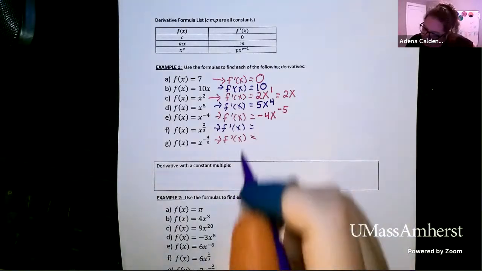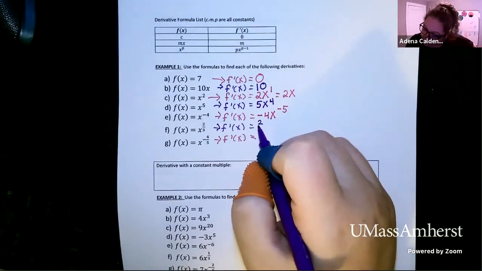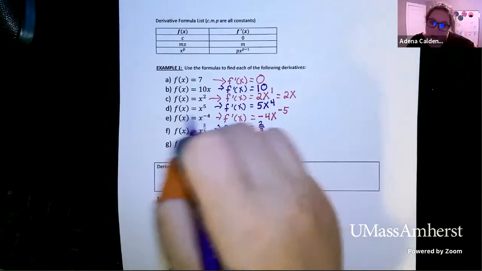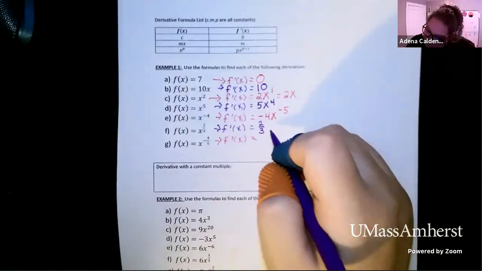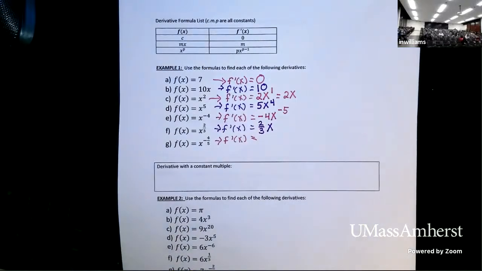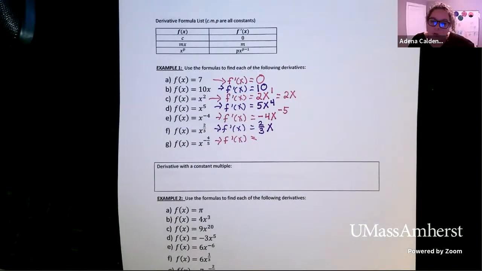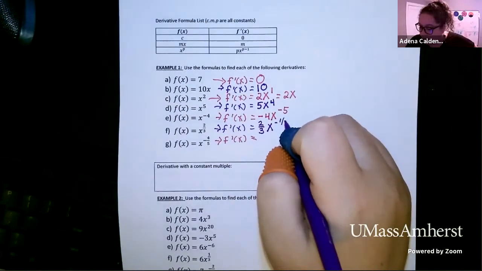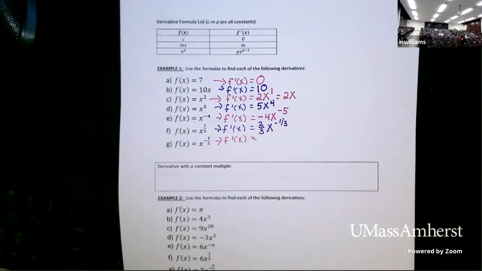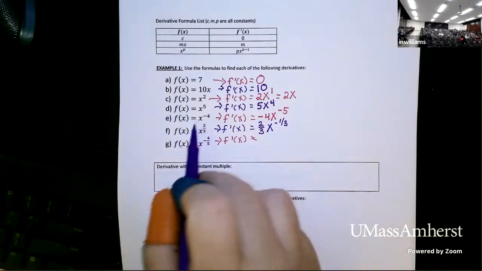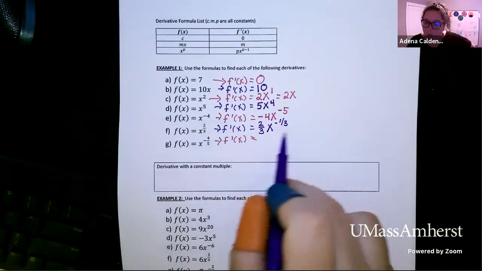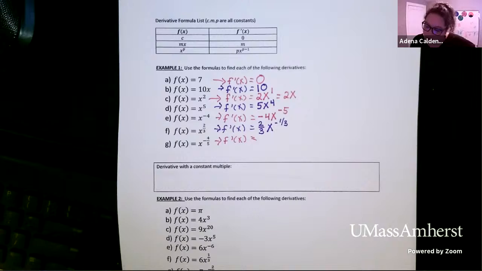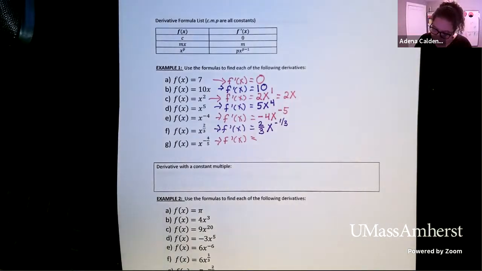Let's see, we have x to the 2/3. So again, the entire power comes in front, so the whole 2/3. And then when we subtract 1 from the power, 2/3 minus 1 is negative 1/3, okay? So if you have a fraction that's less than 1, when you subtract 1, you're going to have a negative power. So be really careful with those.